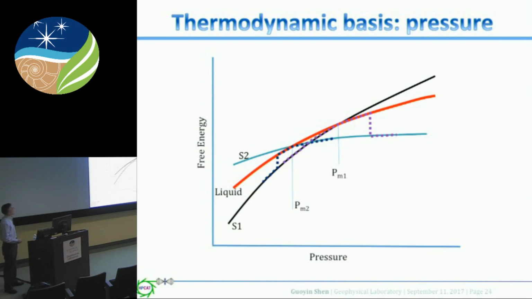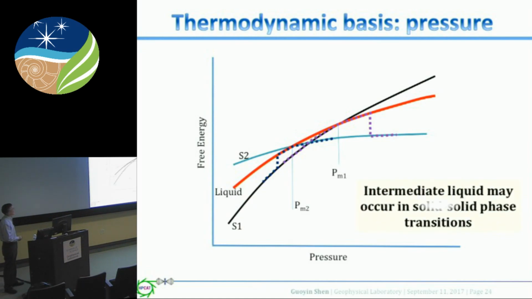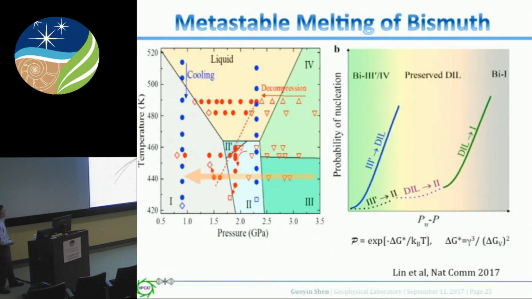So thermodynamically, I think the existence of metastable melting can really be understood by this kinetics argument. And an important implication of this is that intermediate liquid may occur in solid-solid phase transitions. So that is an implication of that.